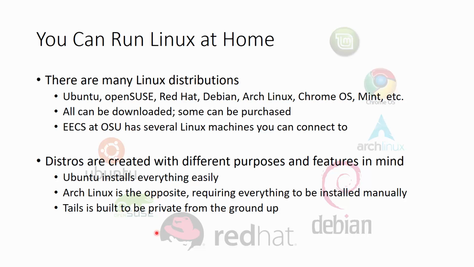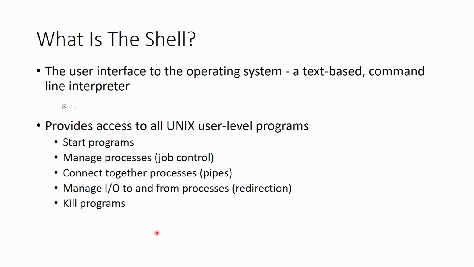The Tails distribution is built to be private from the ground up. So that means that there's a lot of incognito tabs by default. There's a lot of tunneling and VPN systems that are integrated into it. Lots of different features go into different distributions to separate them from each other and provide different services for the end user.